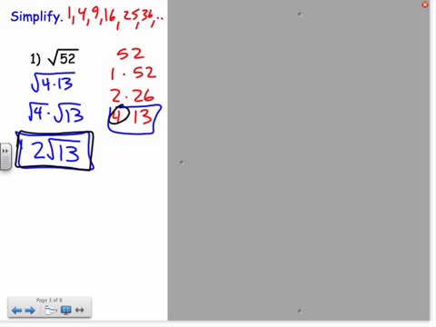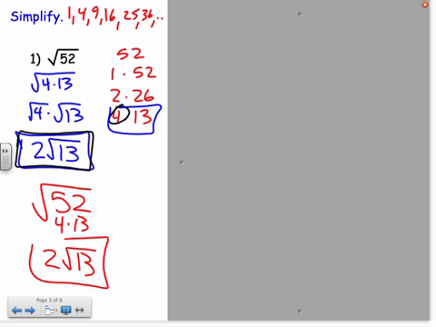The quick way I usually do this is I think about my perfect square factors. I think, 4 times 13. The square root of 4 is 2. The square root of 13 I can't do. That's kind of my quick way to do it.